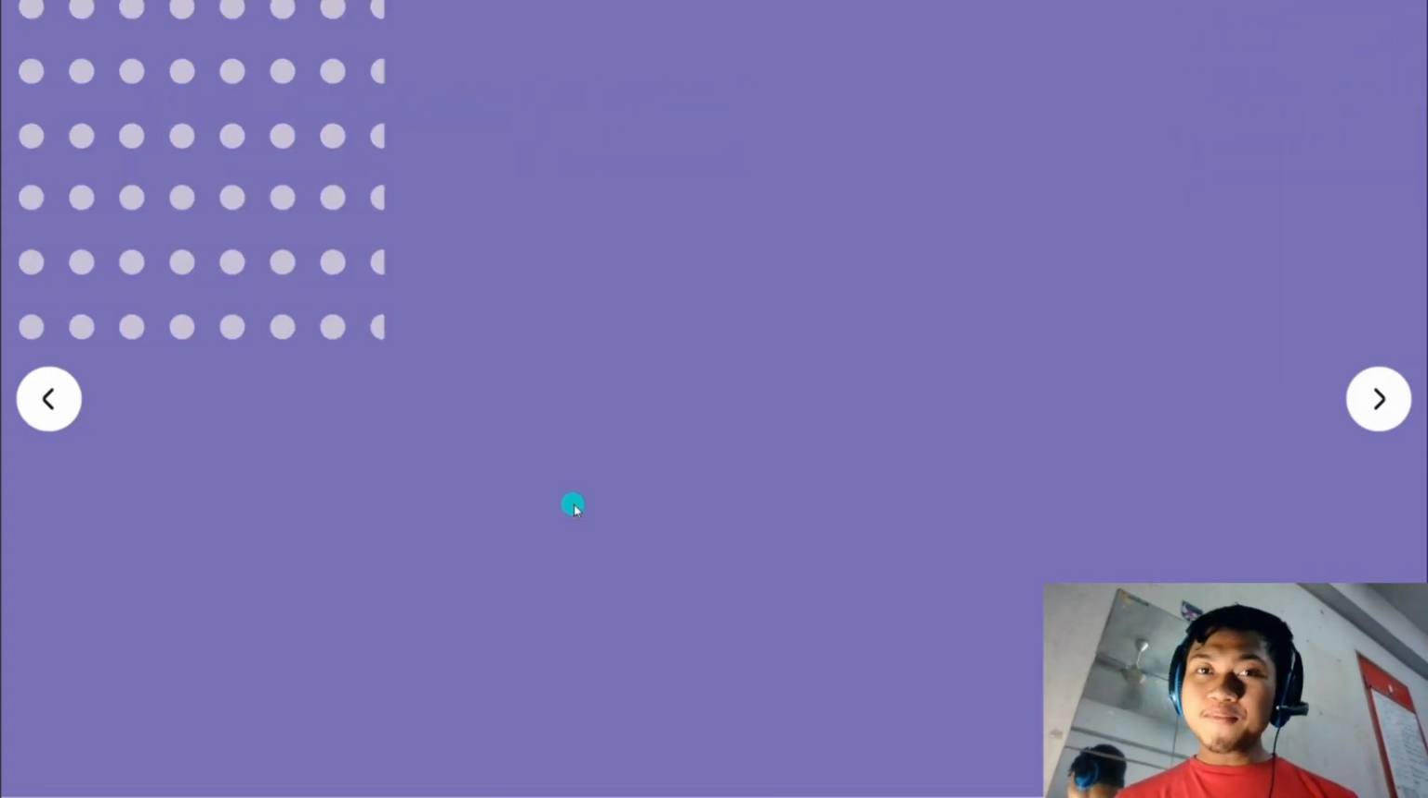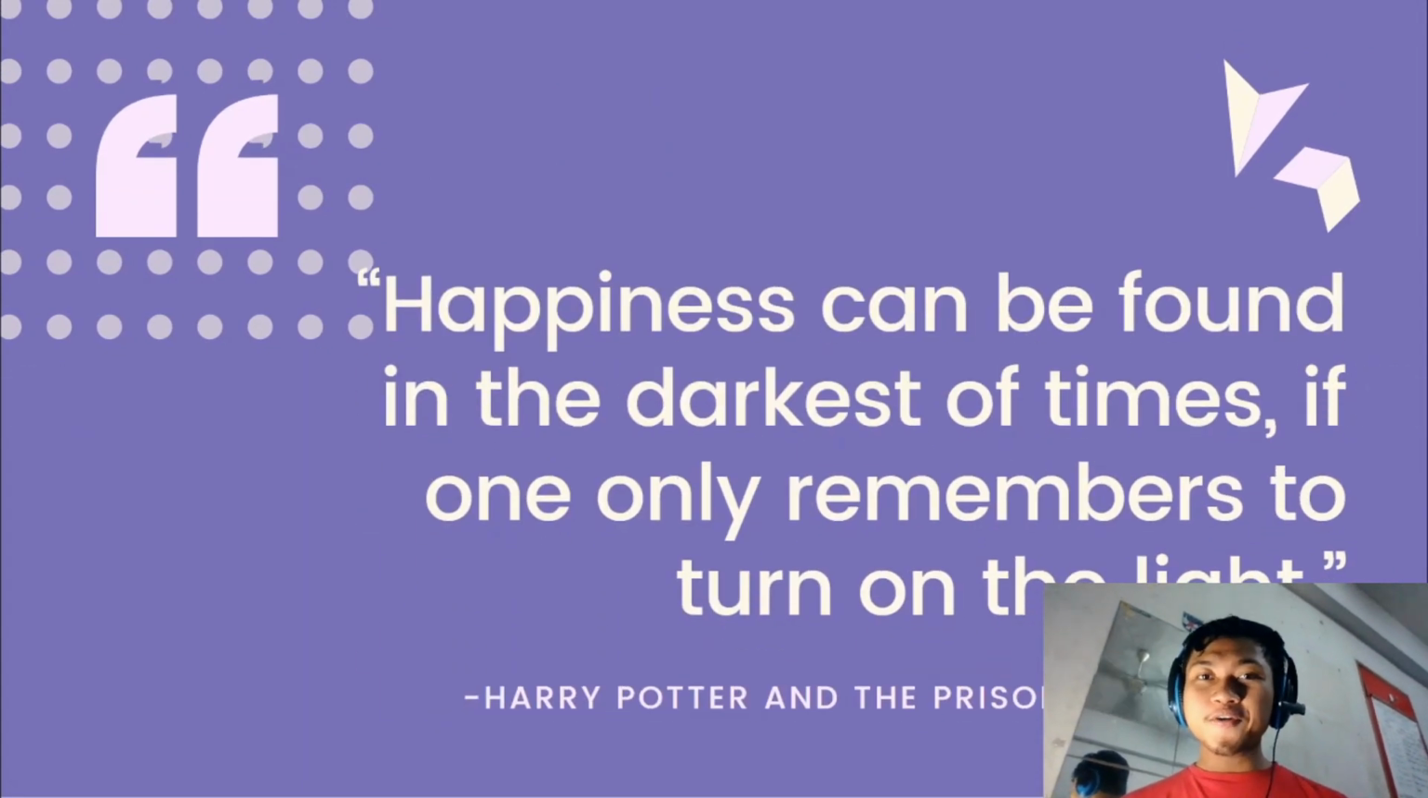And that's all from me. Before I go, I have a quote. Happiness can be found in the darkest of times if one only remembers to turn on the light. Harry Potter and the Prisoner of Azkaban.